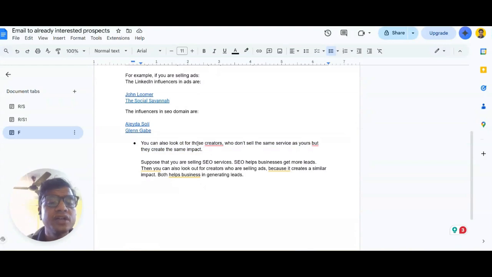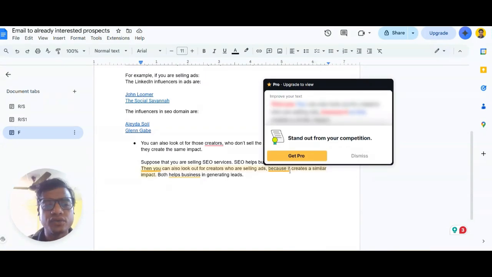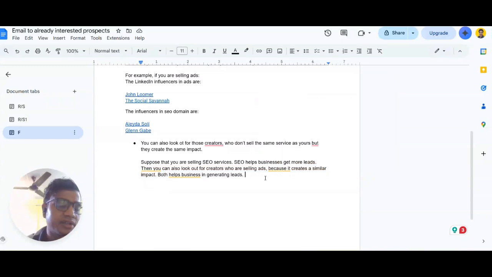You can also look for creators who don't sell the same service as yours but create the same impact. Suppose you are selling SEO services, and SEO helps businesses get more leads. Then you can also look at creators who are selling ads, because they create a similar impact. Ads also provide leads, SEO also provides leads. You have to educate your prospect. You don't have to say directly that they are following these creators and you have seen that they liked and commented on a post. No, not like that. You can educate them about SEO if you're selling SEO, or about ads if you're selling ads, to those who are following different creators from what you are selling.